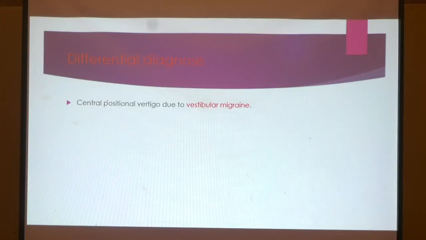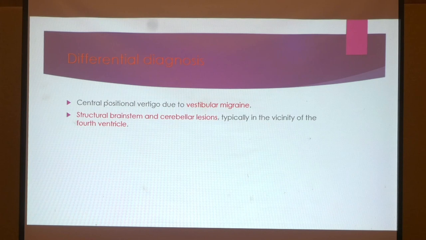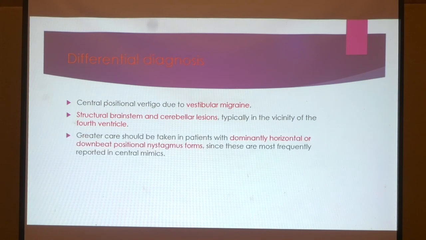Well, what would be the differential diagnosis to it? A central positional vertigo, maybe a vestibular migraine, which can be presenting with positional vertigos, but therein we might not be able to generate a nystagmus every time we stimulate. Other structural lesions in the brainstem, tumors, degenerative disorders, fourth ventricular tumors, cysts, again can lead to such positional vertigos. And especially more so, we should be careful in diagnosing these disorders when we come across pure horizontal or pure vertical forms of nystagmus.